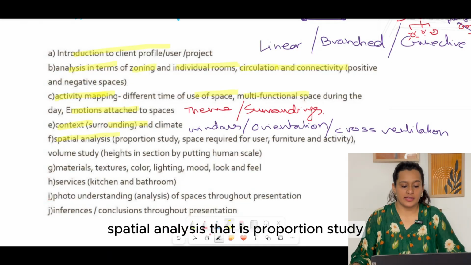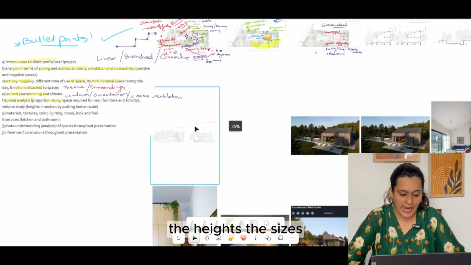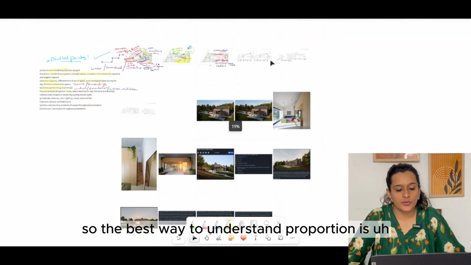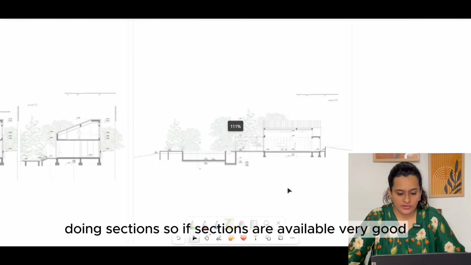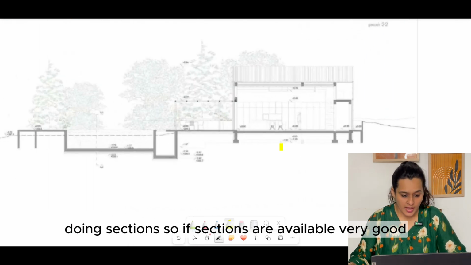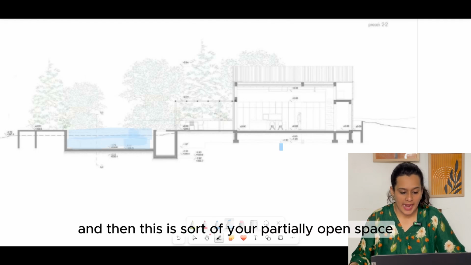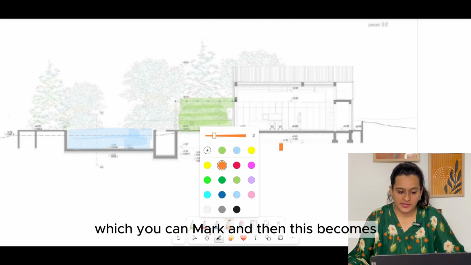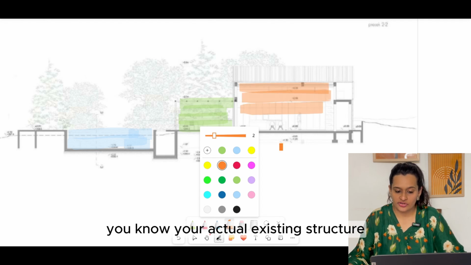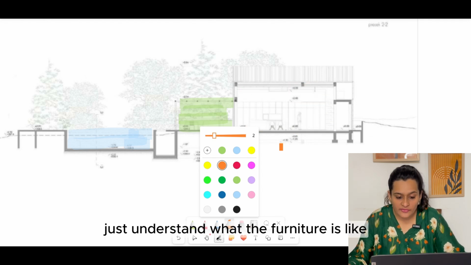Spatial analysis, that is proportion study. Proportion study is basically understanding the furniture, the heights, the sizes. So the best way to understand proportion is doing sections. So if sections are available, very good. What you do is again do zoning. Say for example this is the pool, and then this is your partially open space which you can mark, and then this becomes your actual existing structure, which again you can color code, and also at the same time just understand what the furniture is like.